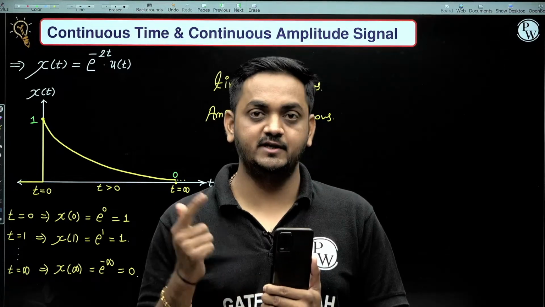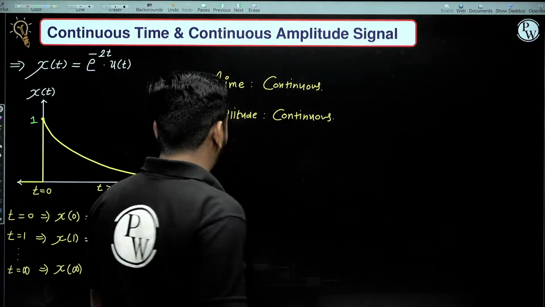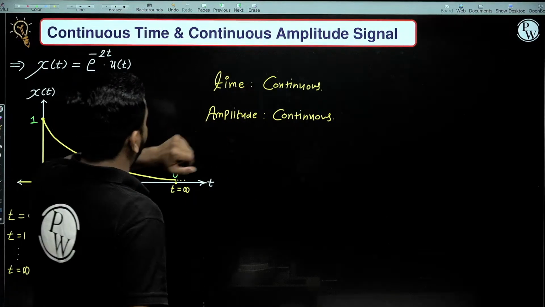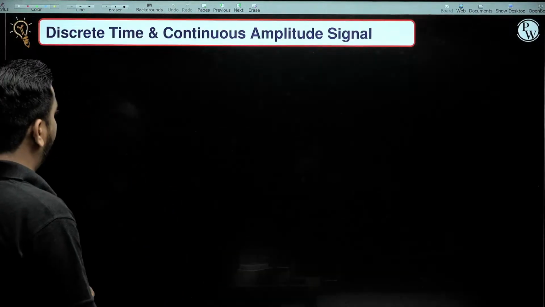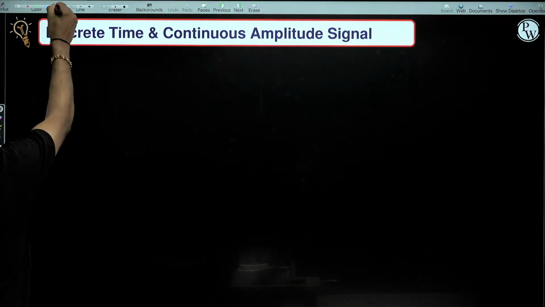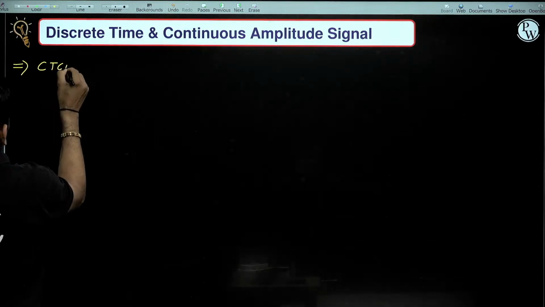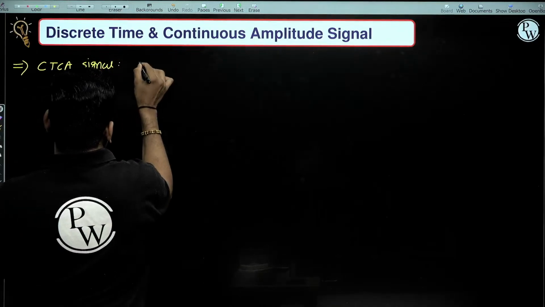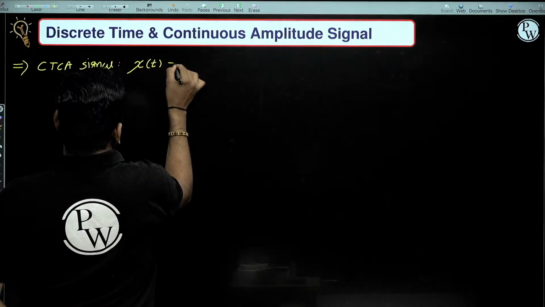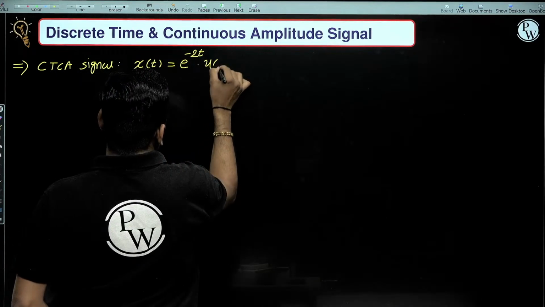On-off switch, which is periodically on and off, guys. So this is the continuous time signal. Now next is the discrete time and continuous amplitude signal. If there is a continuous time and continuous amplitude signal, just as an example, x of t equal to e to the power minus 2t.